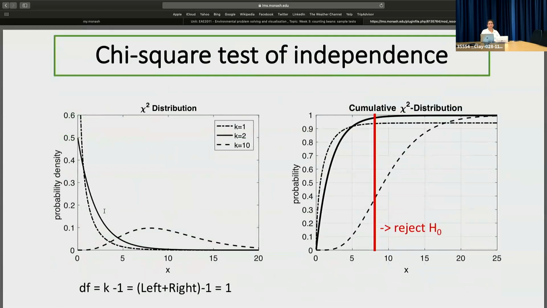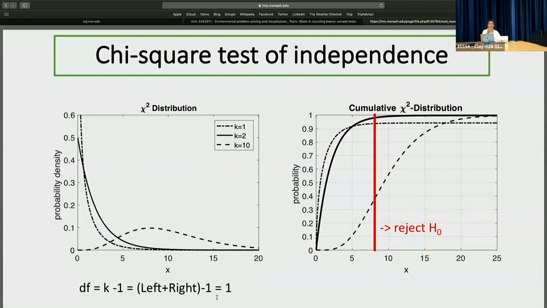I got a number. It's 6. It's a number. I don't know which. Is it big enough to say my populations are different? Again, I'm going to use the same trick with the critical values. I'm going to look at the chi-square distribution, which varies a lot depending on the case. And this time the degrees of freedom is left plus right minus 1. I have one option.